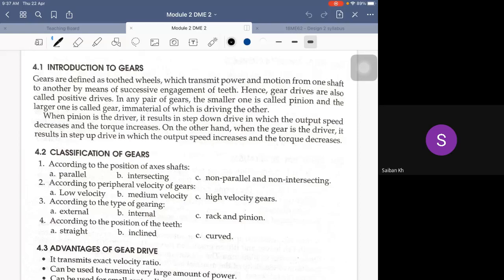Any other examples do you know? Please interact with me. The class will be interesting. Otherwise, it will be boring as usual. So make sure you interact with me. Okay. Any other examples where you have seen gears in your daily life?